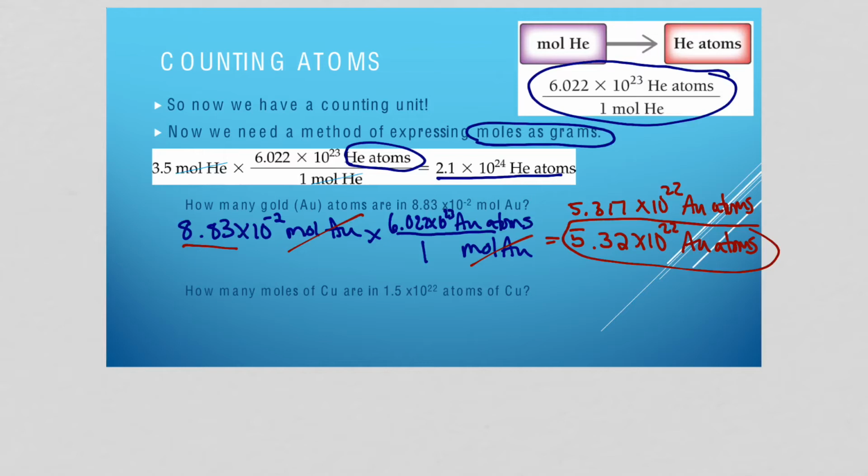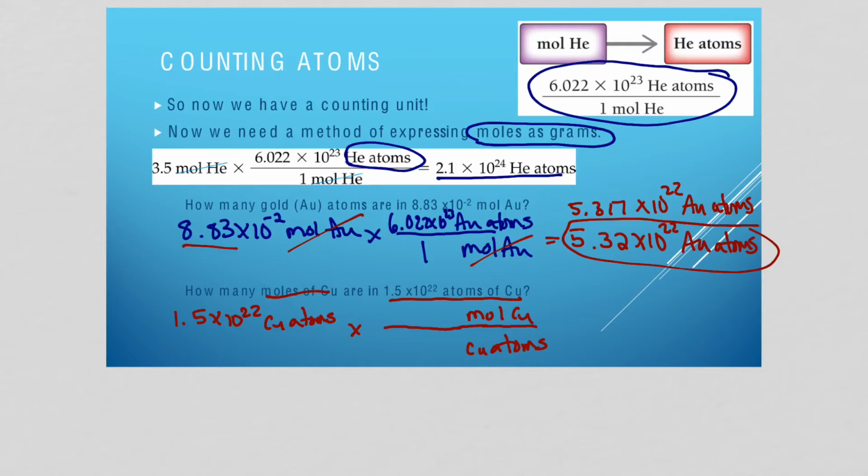So that's the idea. Now, this allows us to go both directions, of course, just like any conversion factor. What if I have a number of atoms and I want to figure out how many moles I have? In this case, we're dealing with copper. If I start out with 1.5 times 10 to the 22nd copper atoms and I'm trying to find moles, how do I want to set up my units? Well, I need copper atoms down here because I want them to cancel, and moles of copper up here because that's what I'm trying to find.